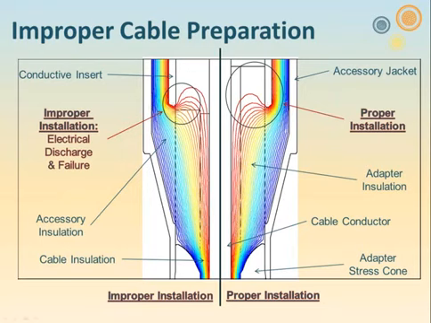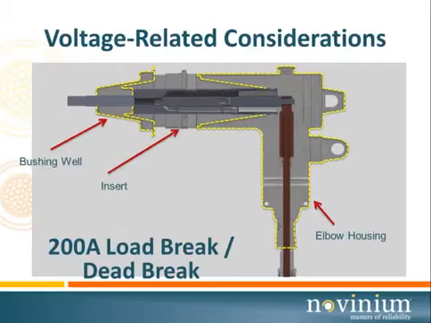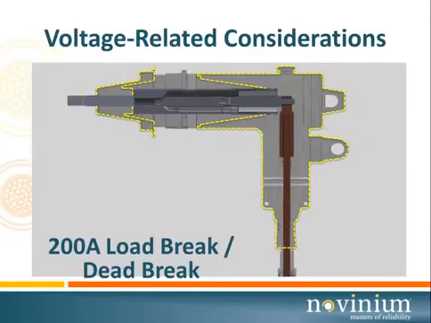Now let's look at some specifics with the connectors. Again, we're lumping the dead break and the load break connectors together. Here's the 200 amp. We've identified the housing, the insert, and the well. Inside, we've identified the connector, the probe. Now, let's look at areas that we have to be concerned about.